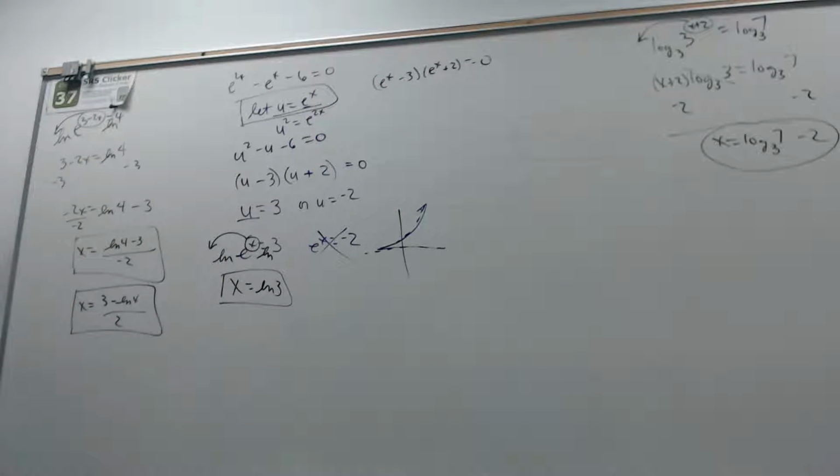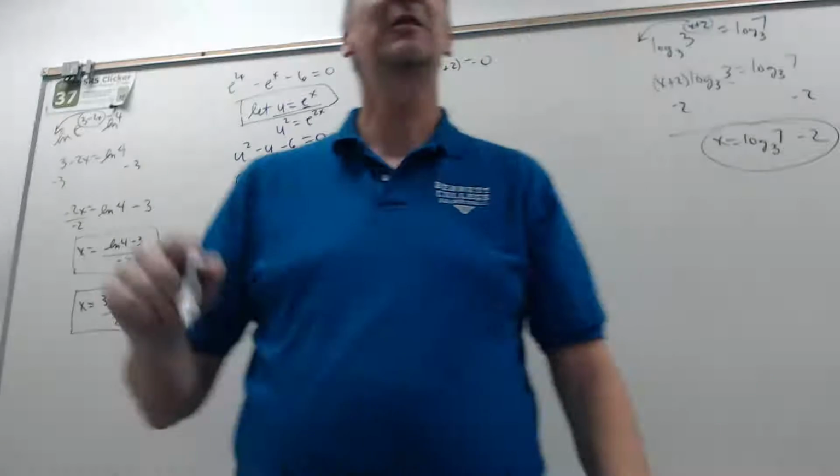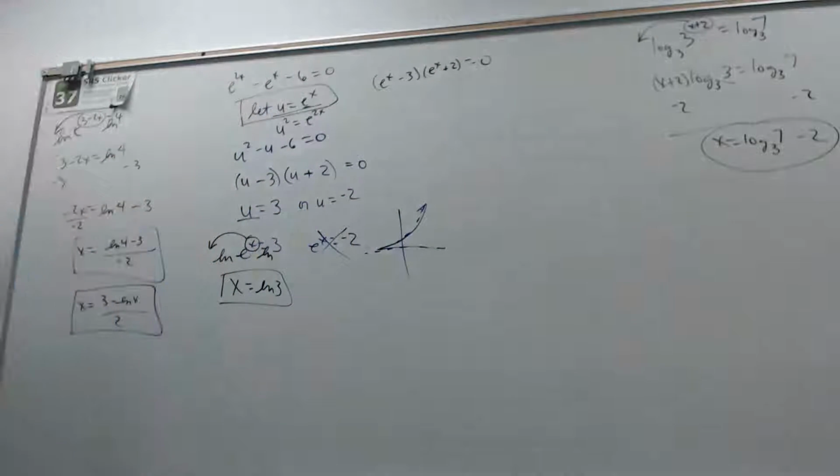What does e represent again? It represents a special number. It's just 2.7182818.